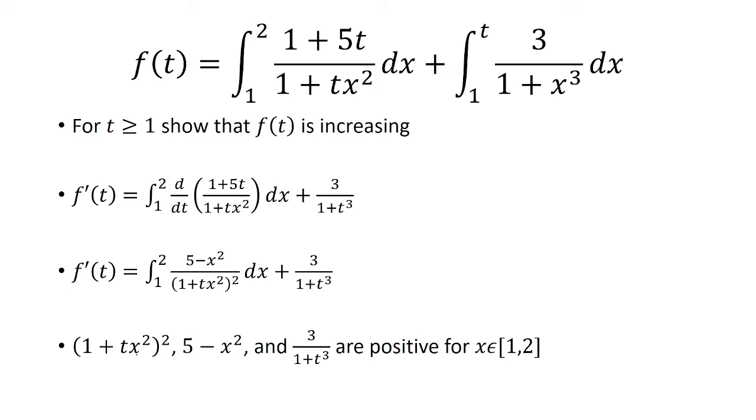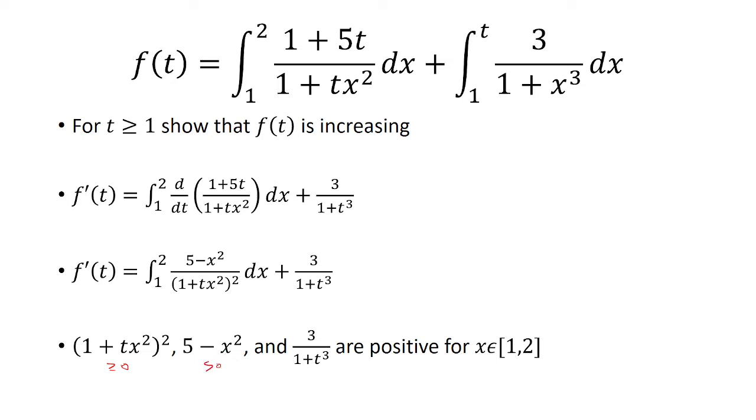And we know that (1 plus t x squared) squared, 5 minus x squared, and 3 over 1 plus t cubed are positive for x being in the interval from 1 to 2. Well, we know that anything squared is greater than or equal to 0. And then we know 5 minus x squared. Well, if x is 1, then we have 5 minus 1 is 4. And then if x is 2, we have 5 minus 2 squared, which is 1. So it's going to be between 1 and 4.